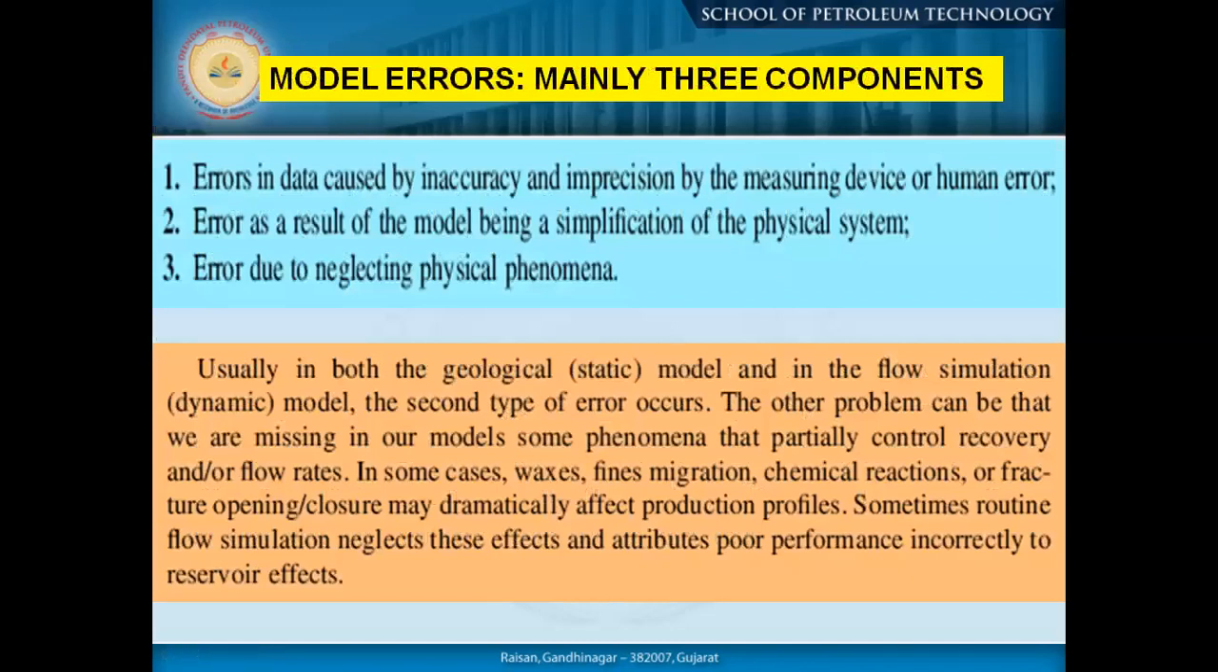Model errors, mainly three components. Once you are preparing a model, I told you it may be a static model, a geological dynamic model, okay, it may be a mental physical model. So the first is errors in data caused by inaccuracy and imprecision of the measuring device or human error. This is a very important part. Once you know your subject and the limitations of the data acquisition, then you can properly predict.